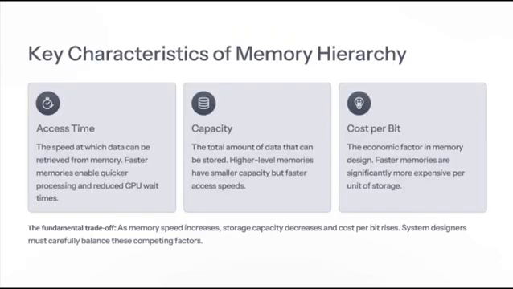The next slide is key characteristics of memory hierarchy. There are three key characteristics: access time, capacity, and cost per bit. Access time means how fast the data can be retrieved. Faster memory means faster processing. The capacity refers to how much data can be stored, and cost per bit represents how expensive the memory is. As the speed increases, the capacity decreases, and the cost goes up. So the designer must carefully balance all of this.